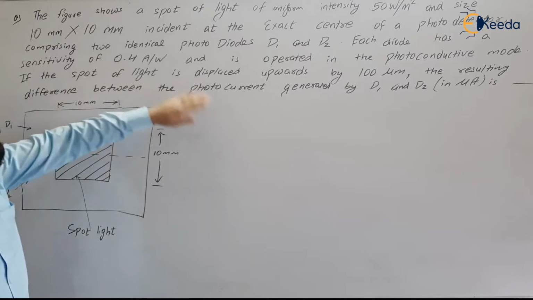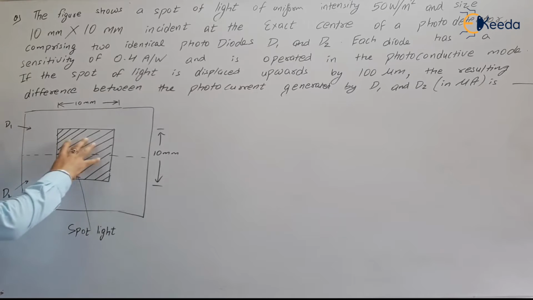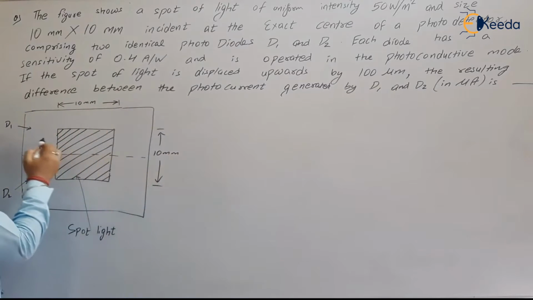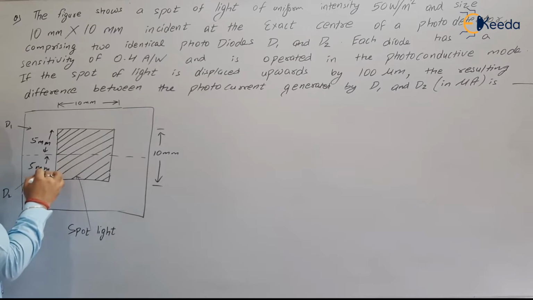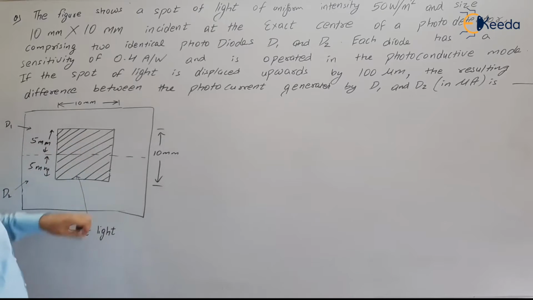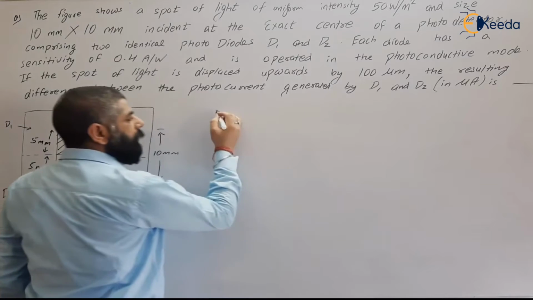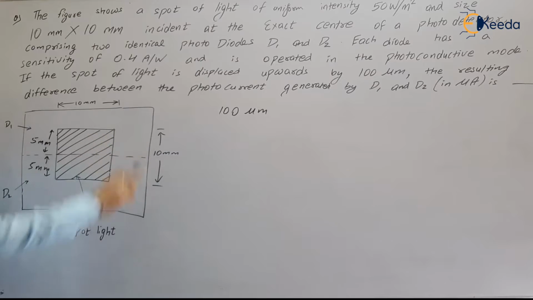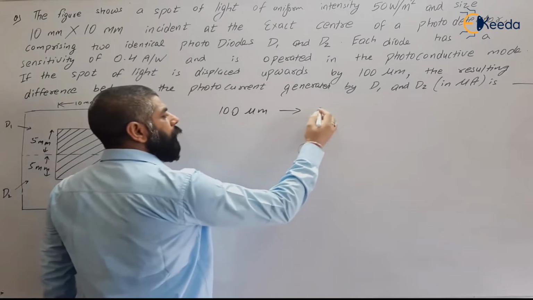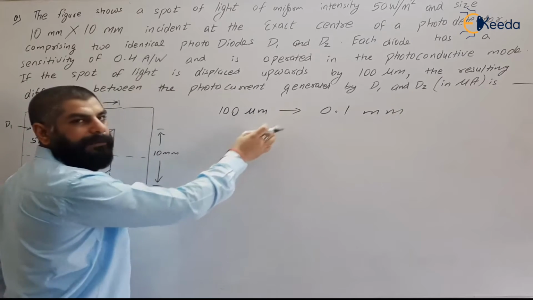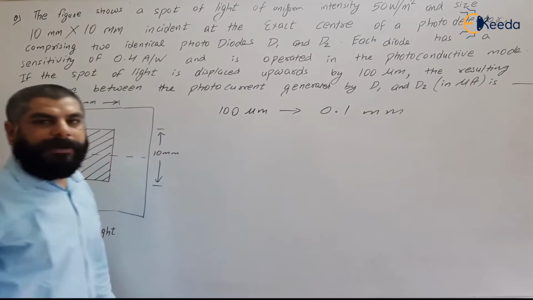If the spot of light is displaced upward by 100 micrometer, but we have, this is 5 mm total. Right now it is 5 mm and this is 5 mm because light is falling at the center of this photo detector. So now this spotlight will be displaced upward by 100 micrometer. So 100 micrometer, if we want to calculate in mm, that will be equal to 0.1 mm. This is micrometer multiplied by 10 raised to minus 3 mm. So that will come out to be 0.1 mm.